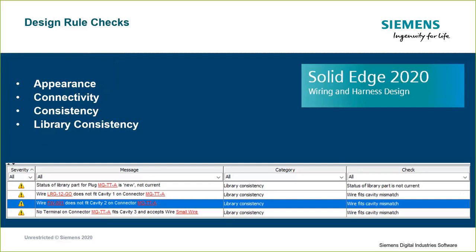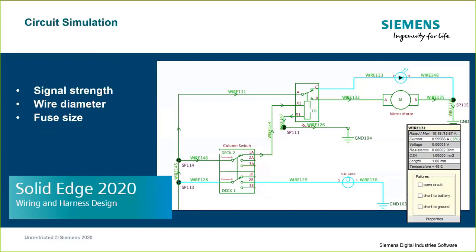Library consistency is a good one, making sure that we don't have any cavity count mismatches. What we're showing at the bottom of this particular slide is a result of the report right in the application. The line highlighted in blue has an error, and it indicates that the wire is a mismatch for the cavity that we have it set up to. So it's not a good fit, it's an issue. And the red text that's shown there, if we click on that, that will take us right to where this error message is in our design.